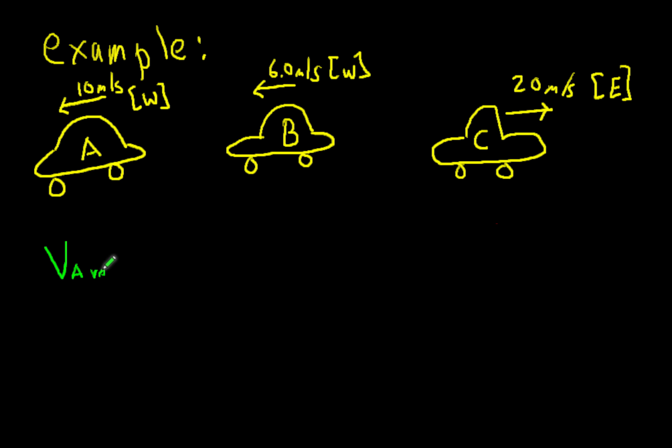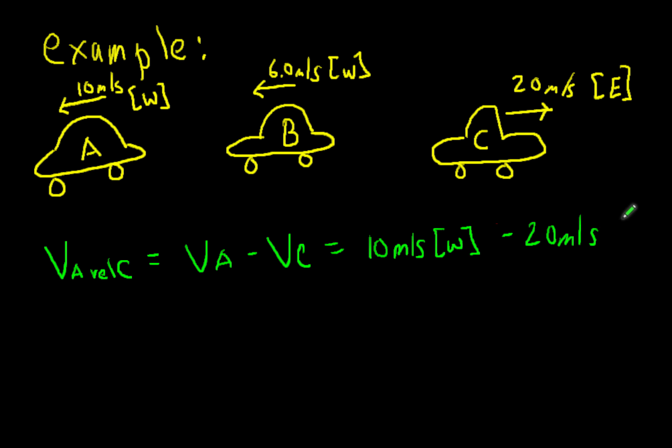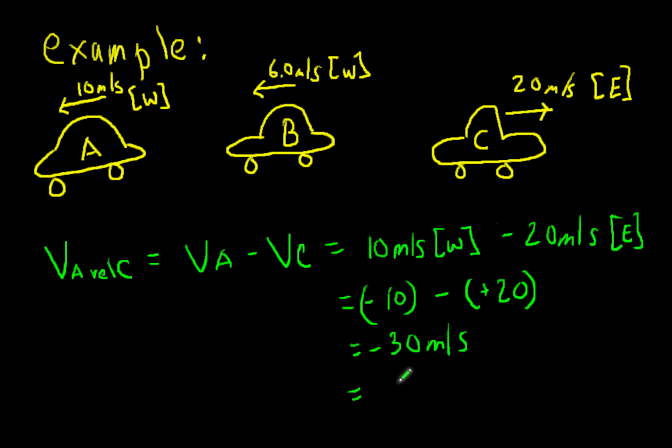The velocity of A relative to C is the velocity of car A from the point of view of the driver in car C. VA minus VC is 10 meters per second to the west minus 20 meters per second to the east. Convert the west into a negative, so it's negative 10 minus positive 20 is negative 30 meters per second, which is 30 meters per second to the west. So car C sees car A moving away 30 meters per second to the west.